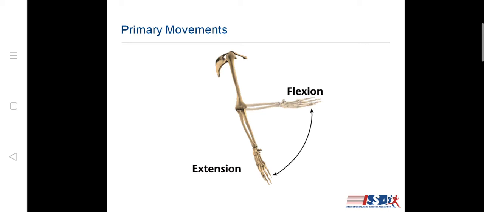Six primary movements occur at the joints between body segments: flexion, extension, abduction, adduction, rotation, and circumduction. Flexion is a decrease in the angle between two body segments, such as bending your elbow. Extension is an increase in the angle between two body segments. Extension of the elbow occurs when you straighten your arm.